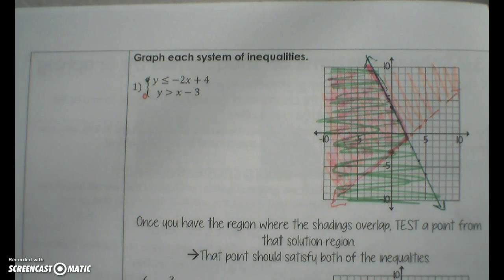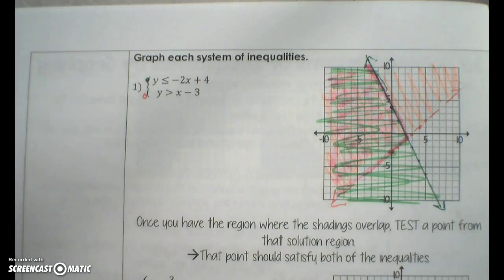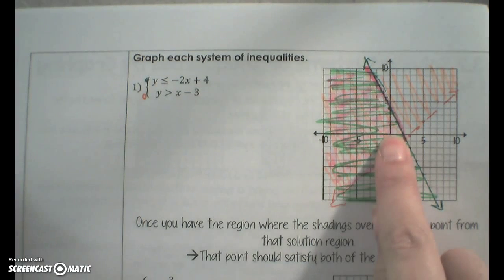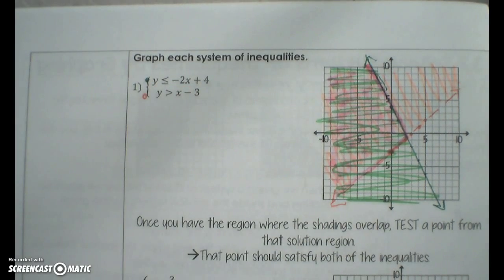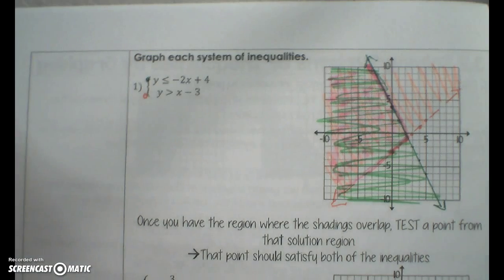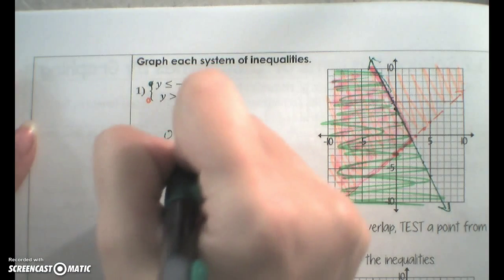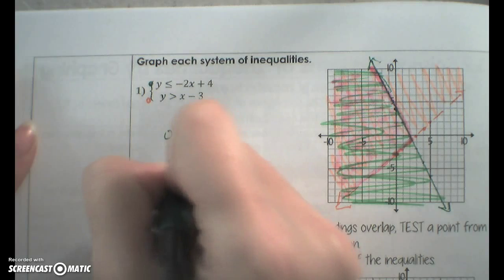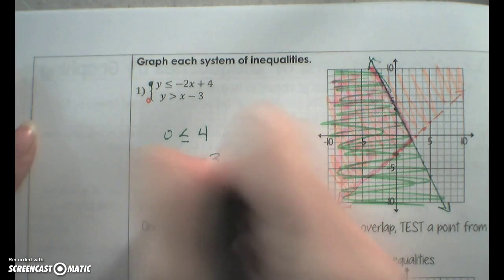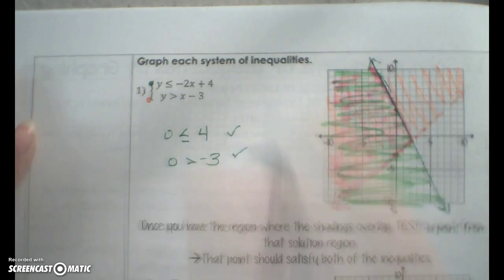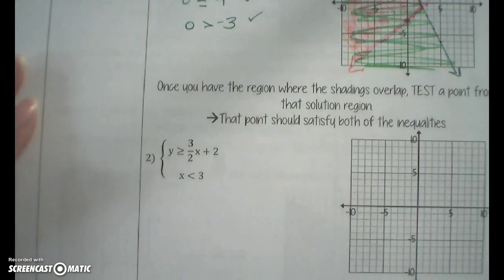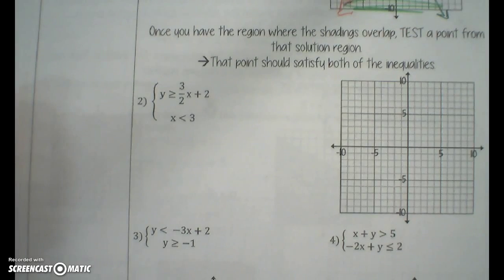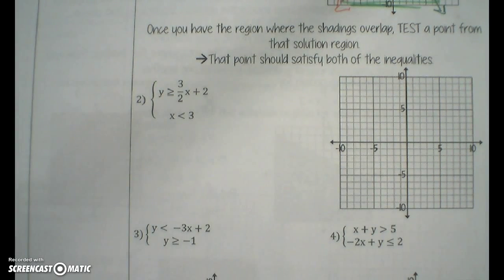And what you can do is once you've got that, you can test a point in that region. I see 0, 0 in there, in that double shaded region, so we could plug in 0 and test to see if that truly works. So 0 less than or equal to 4 and 0 greater than -3. Yes and yes. So 0, 0 does work. So we did get the correct region shaded. All right, let's do one more, and then I'm going to have you try some on your own.